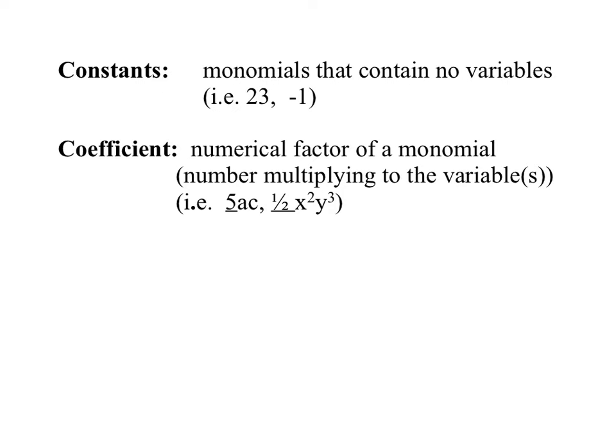You've already heard me use some of these terms before today, but here's a reminder. A constant is a value or a monomial that contains no variables. A coefficient is the numerical value in front of variables.